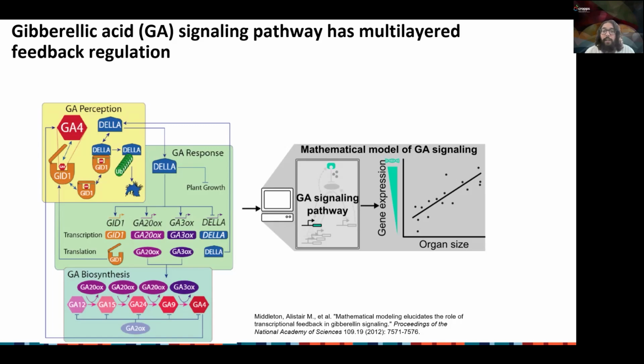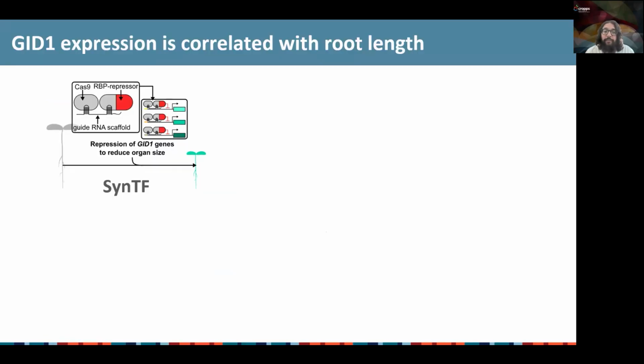This pathway has multiple layers of feedback, as can be seen from the complicated diagram on the left, which makes it challenging to intuitively predict how changes to the expression of genes in this network would impact plant growth. To overcome this challenge, we built a modified version of previously developed ordinary differential equation-based models of this pathway, and this model predicted that modulating expression of the gibberellin receptor GID1 would enable efficient and dose-dependent control of organ size.